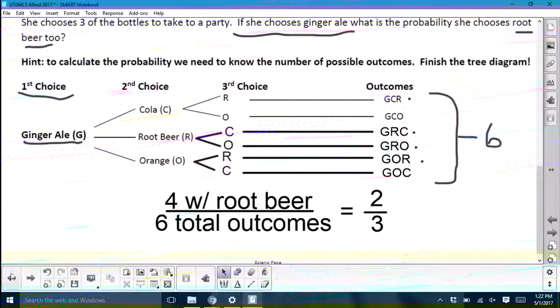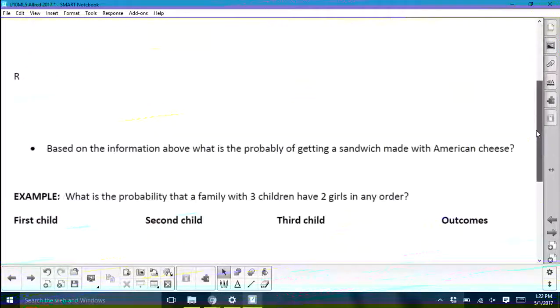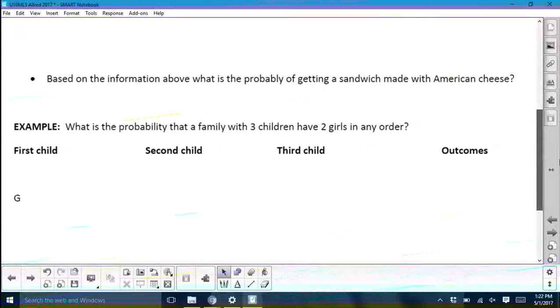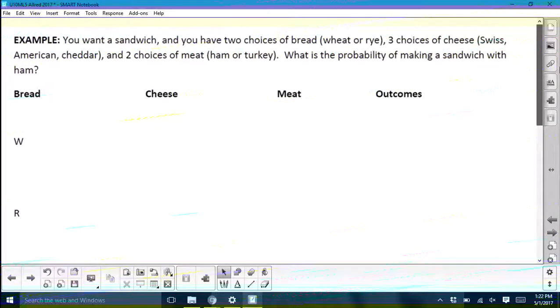Okay? On the right side of your page, you see 2 different examples, I believe. Making a sandwich and having children. All right? That's what we're going to look for there in the next example. I'm going to help you with those on my station.